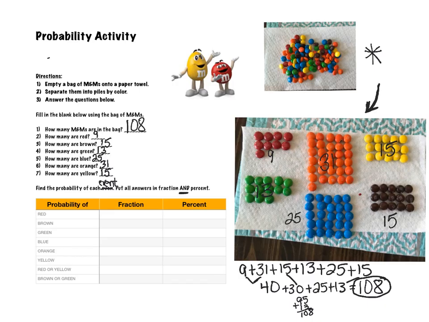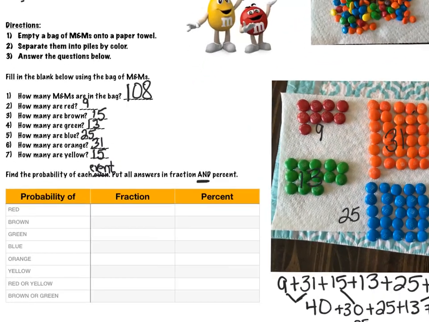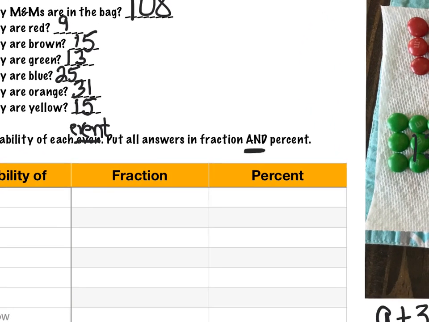So what's the probability of me pulling out a red M&M? If I took that first picture where they're all mixed together, and I put all that back into the bag, and I pull one M&M out, what is the probability of me pulling out a red M&M? And so remember, for a fraction, which I'm going to blow up a little bit here, we're going to put that there were 9 red M&Ms out of the total number in the bag, which was 108.